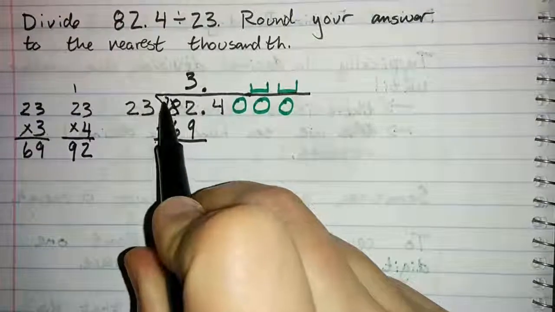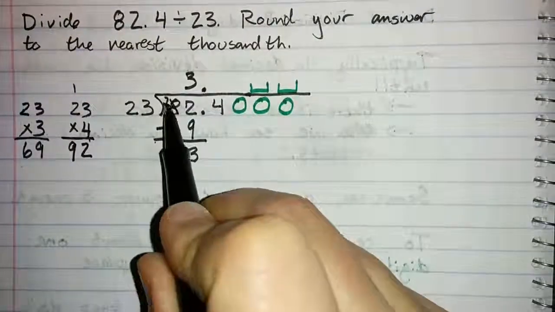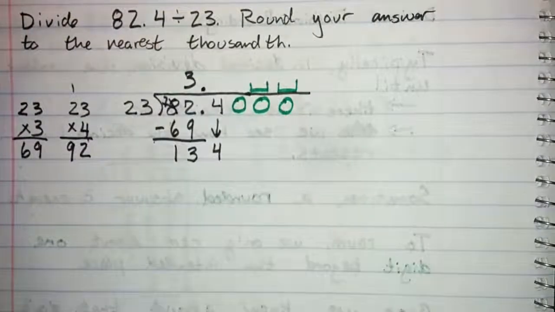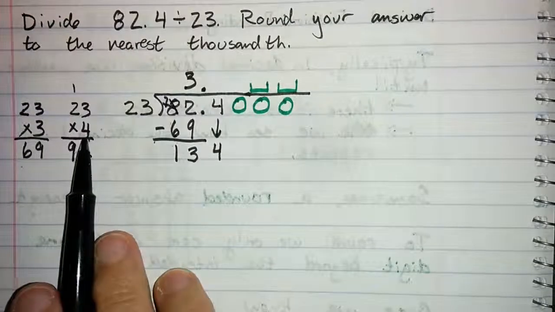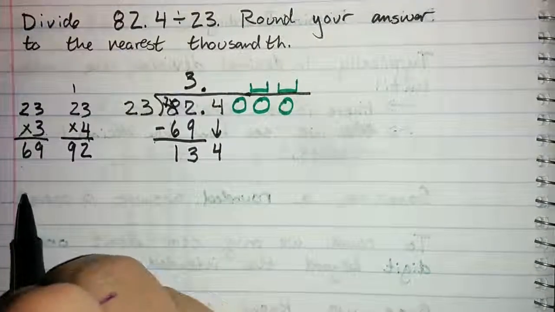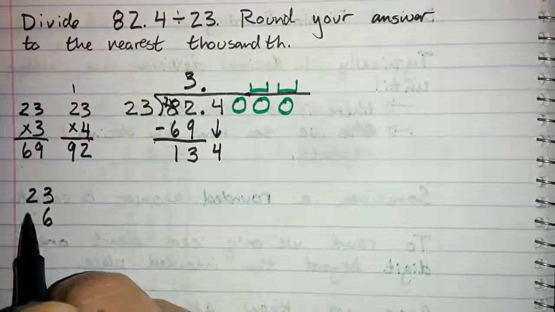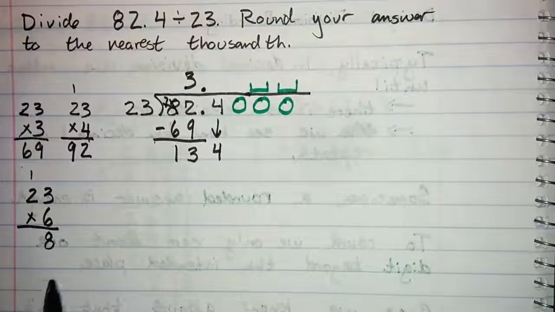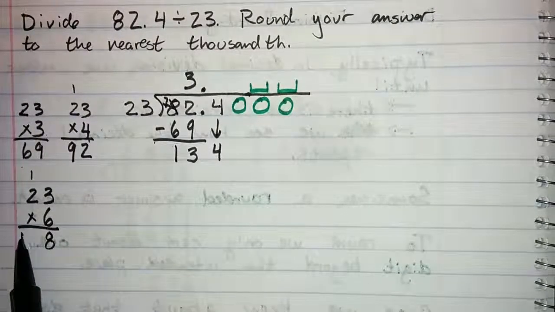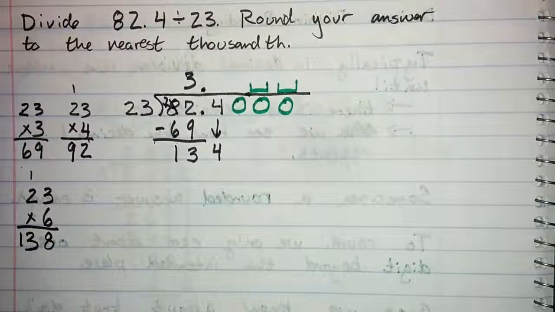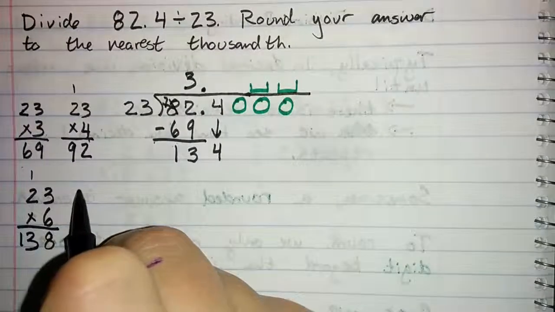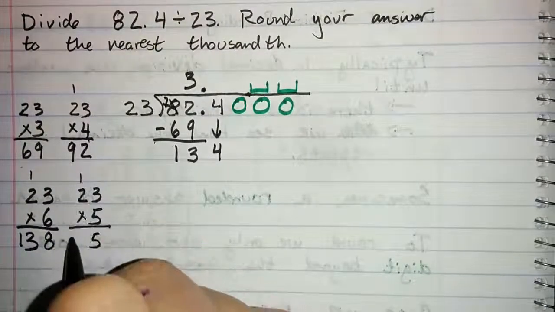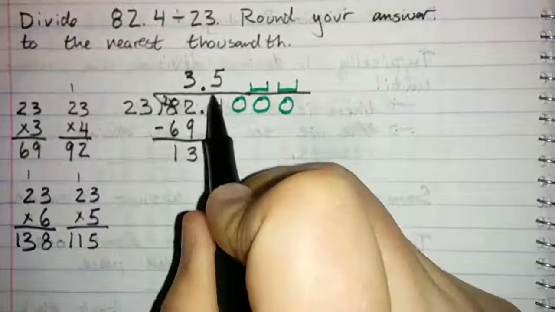Subtracting, I'll need to borrow. 12 minus 9 is 3. 7 minus 6 is 1. Bring down the 4. Well, 4 would be too small. Let's try 6. 23 6 times. 6 times 3 is 18. 6 times 2 is 12, plus 1 is 13. 6 is just a tiny bit too big, so it's going to have to be 5. 5 times 3 is 15. 5 times 2 is 10, plus 1 is 11.